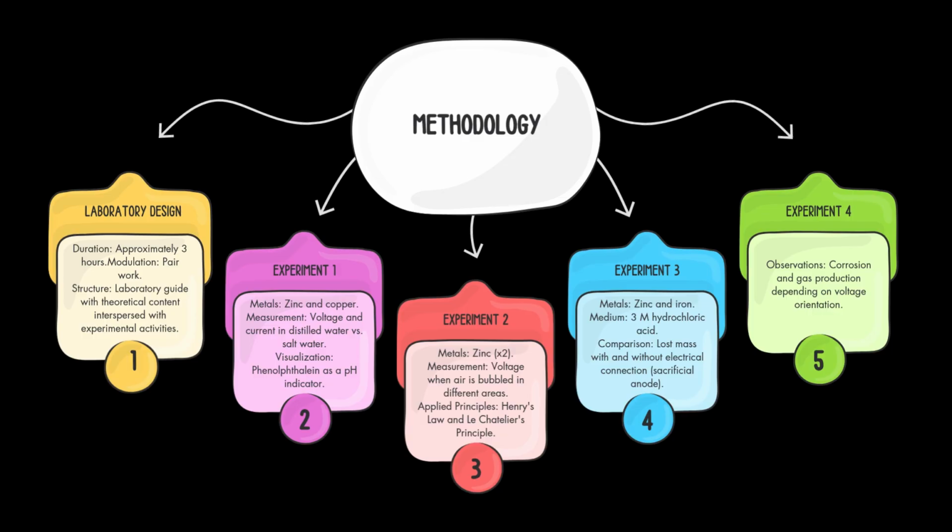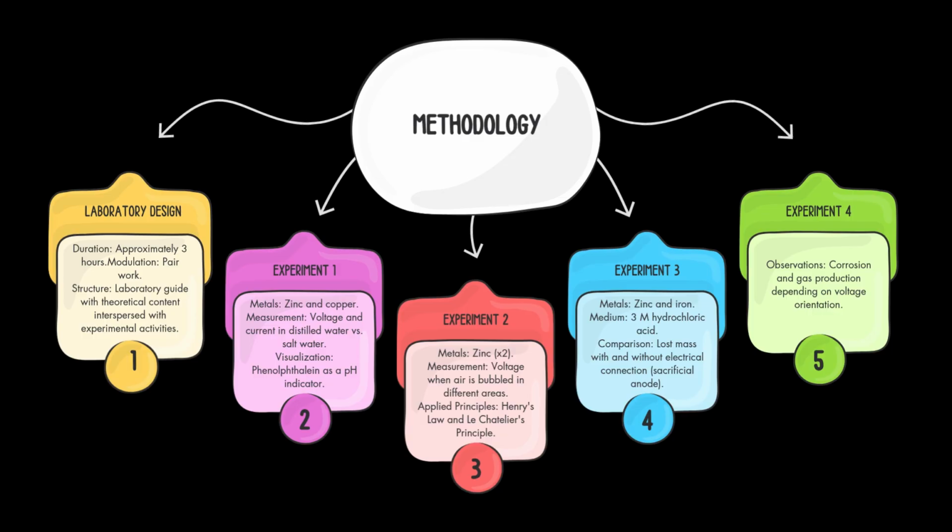This introduces a potential difference that creates a measurable current, demonstrating how oxygen levels influence local corrosion rates. This reinforces concepts like Le Chatelier and Henry's law. Third, the students investigate corrosion in acidic environments using 3-molar hydrochloric acid to speed up the process.